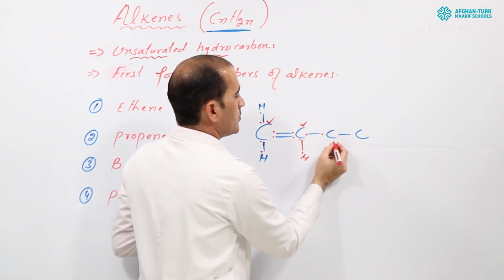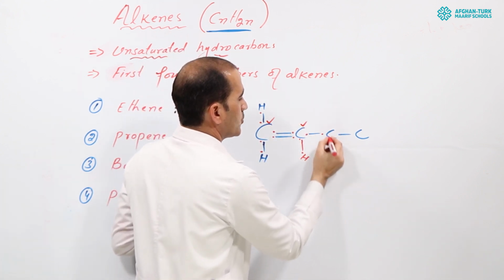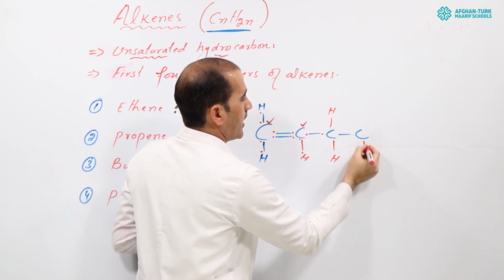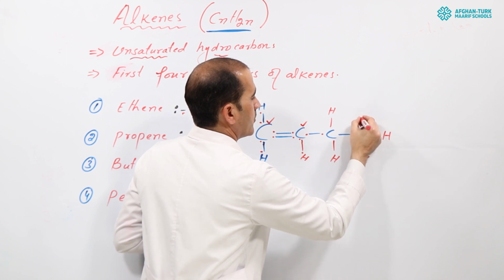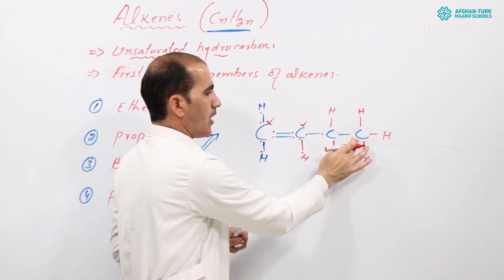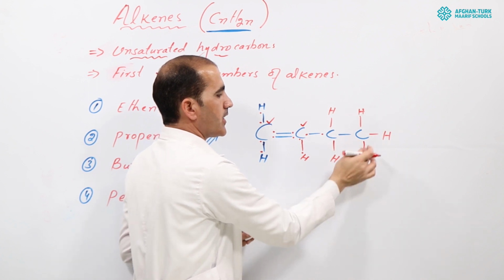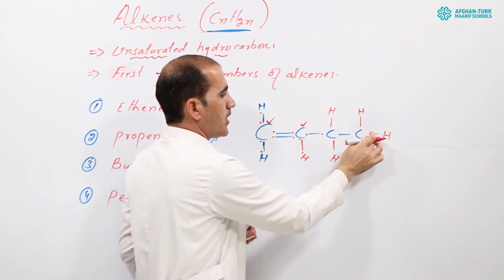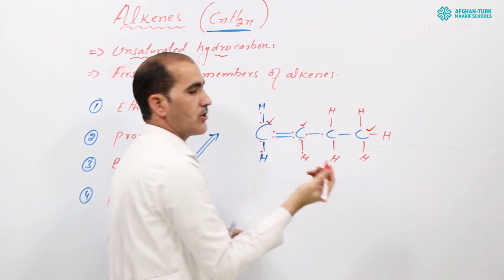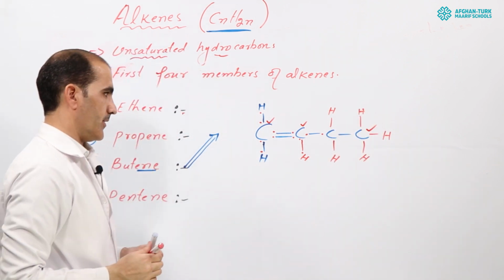And this carbon also needs how many hydrogen atoms? 2 hydrogen atoms. And this carbon atom also needs how many hydrogen atoms? 3 hydrogen atoms. You can count the number of electrons very easily. If you want to count for this carbon atom, you can count 1, 2, 3, 4, 5, 6, 7, 8. 8 electrons. So by 8 electrons, this carbon atom becomes stable.